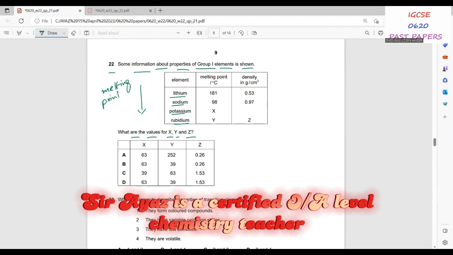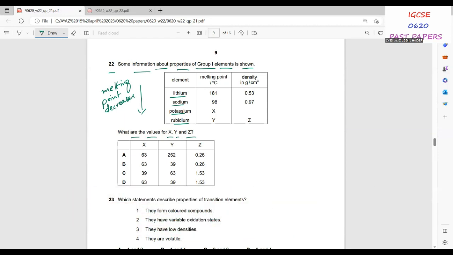Melting point decreases. So both of these must have melting points less than this. Even rubidium must have a melting point lower than potassium. So for X and Y, either B is correct or D is correct. Both A and C are incorrect. What about the value of Z? Density increases down the group. So the density will be higher. So only D will be the right answer in this case.